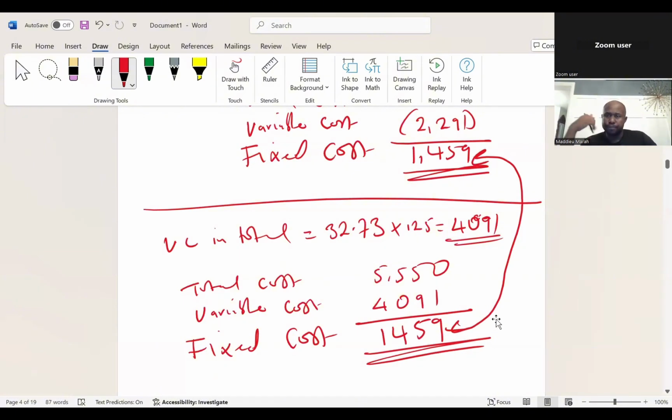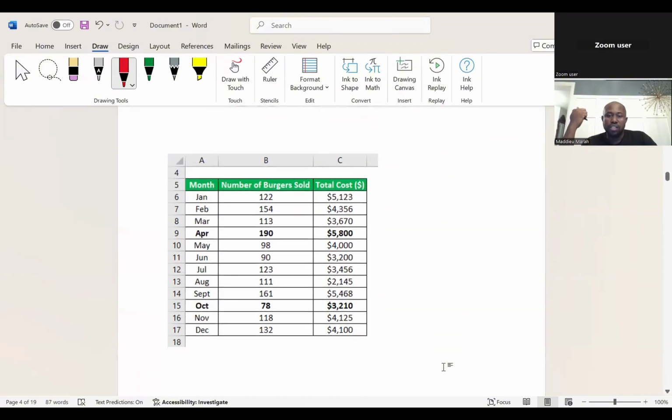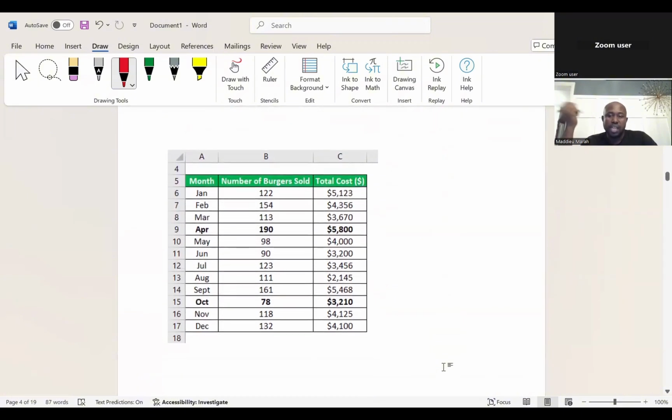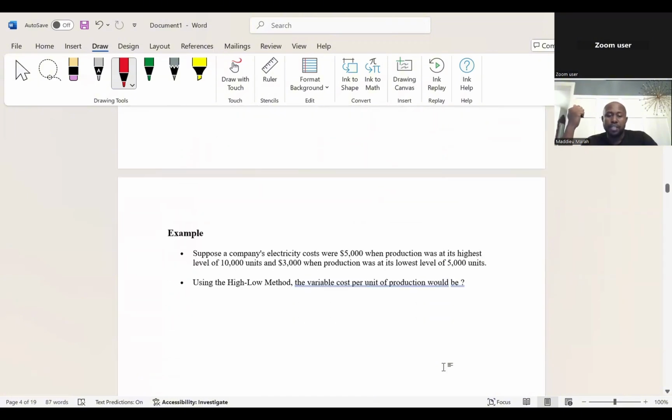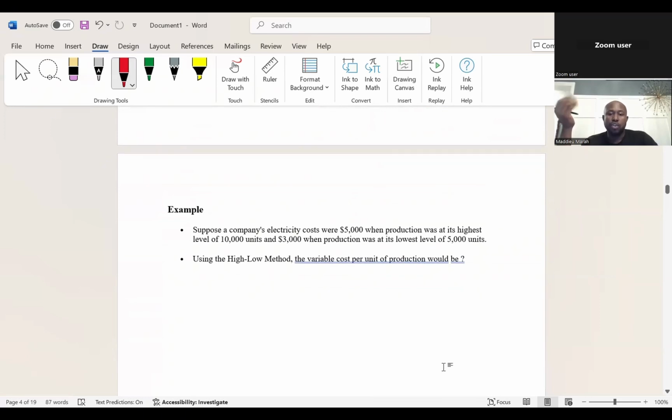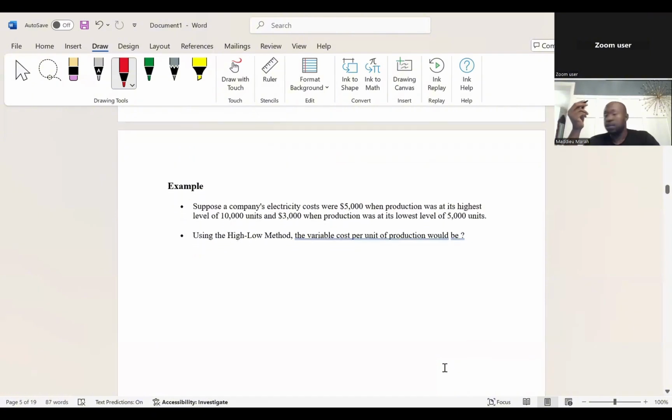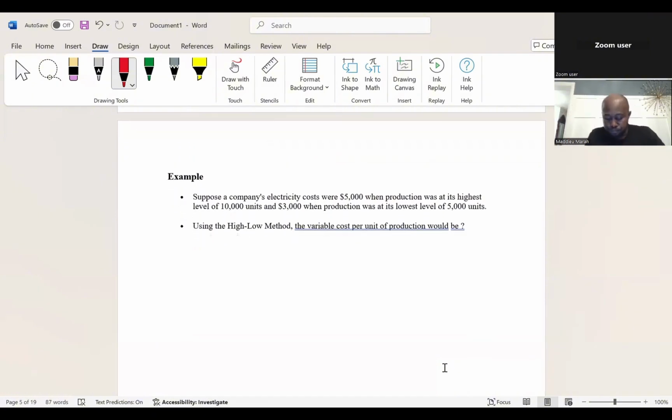All right. Okay. Thanks for your attention. Practice more questions on this one. I have other questions, but these two questions already show the difference. This can be an assignment for you. And this is a theoretical question. Suppose a company's electricity cost was $5,000 when production was at its highest level of 10,000, and $3,000 when production was at its lowest level of 5,000 units. Using the high-low method, the variable cost per unit of production would be, okay, let's see how we handle this question.